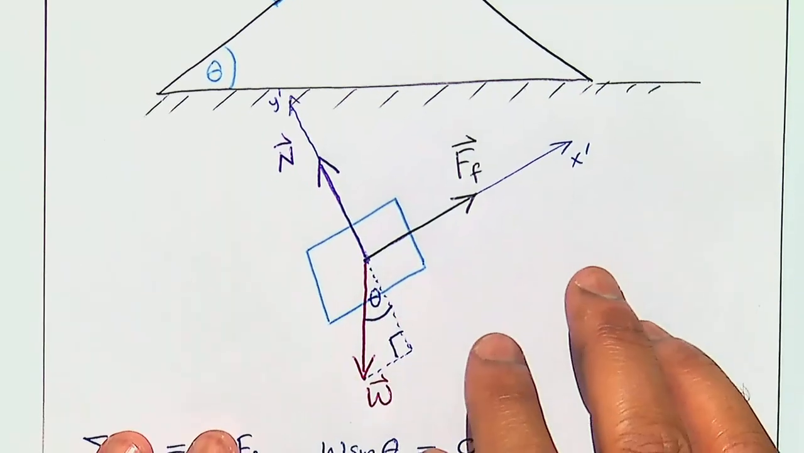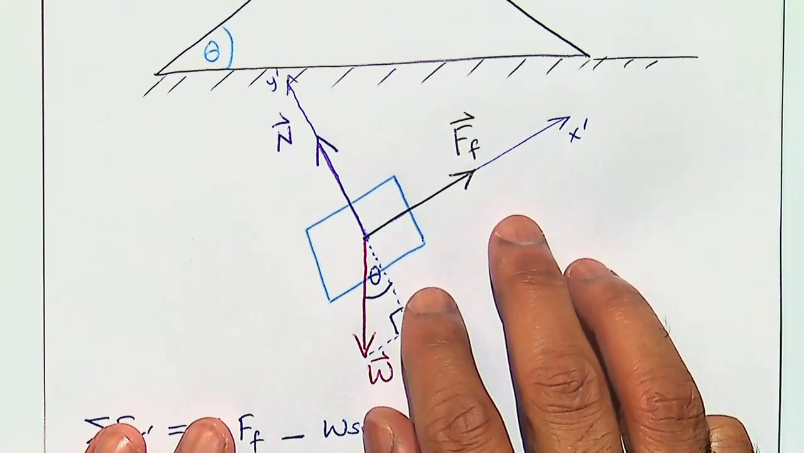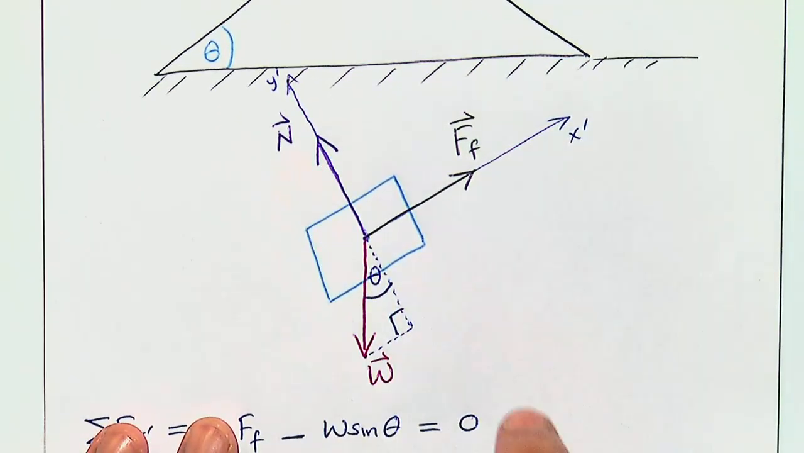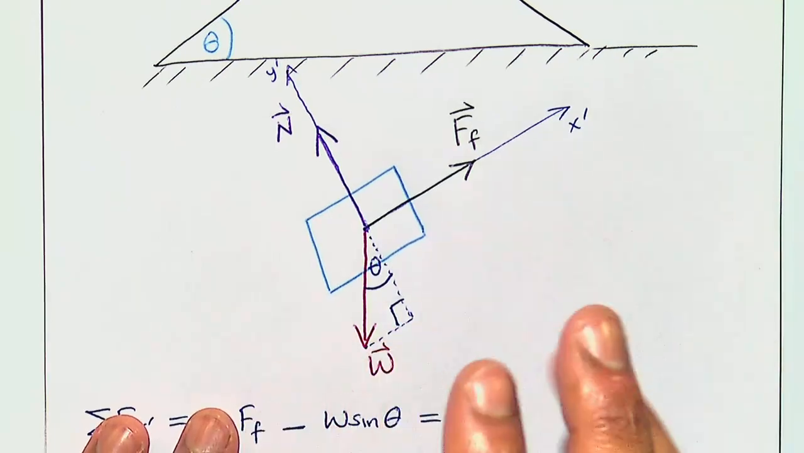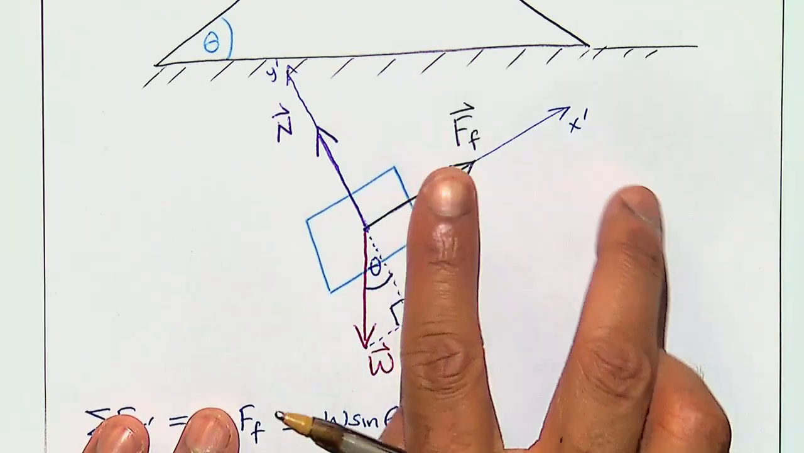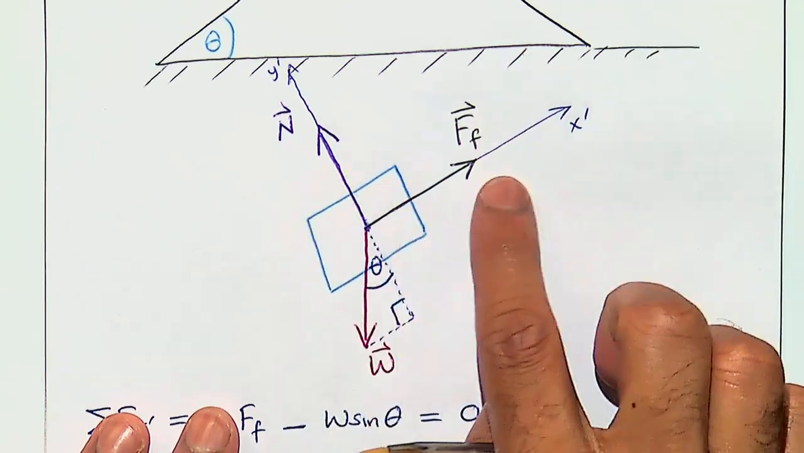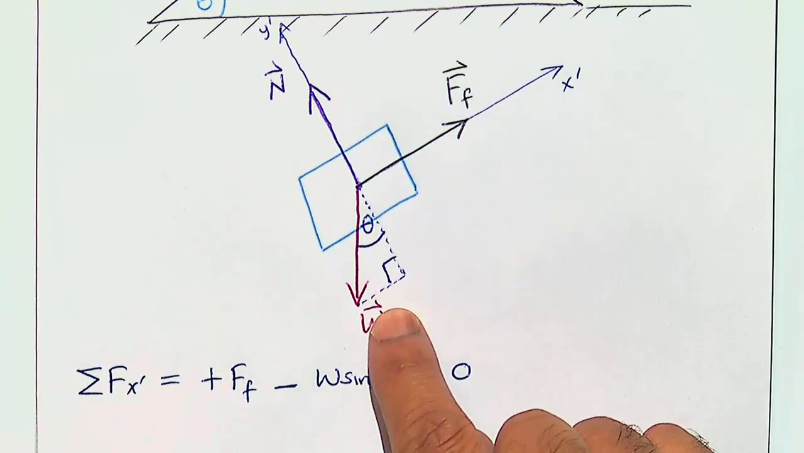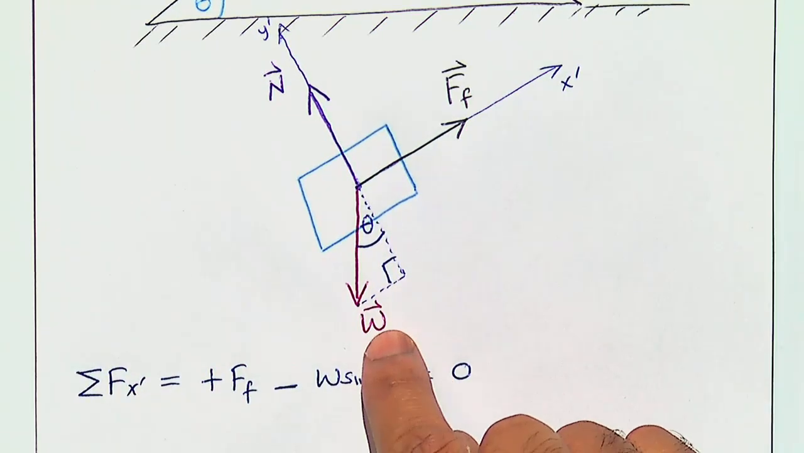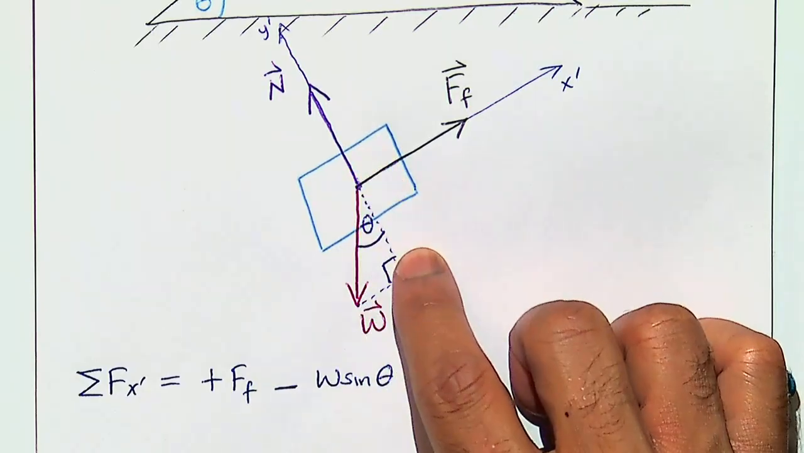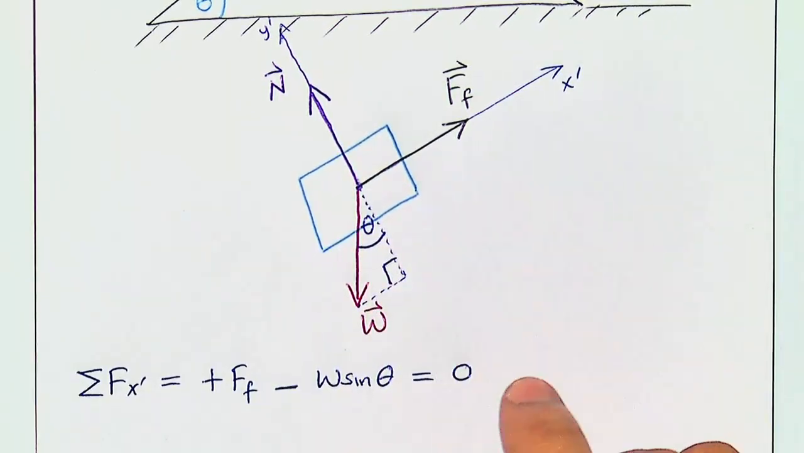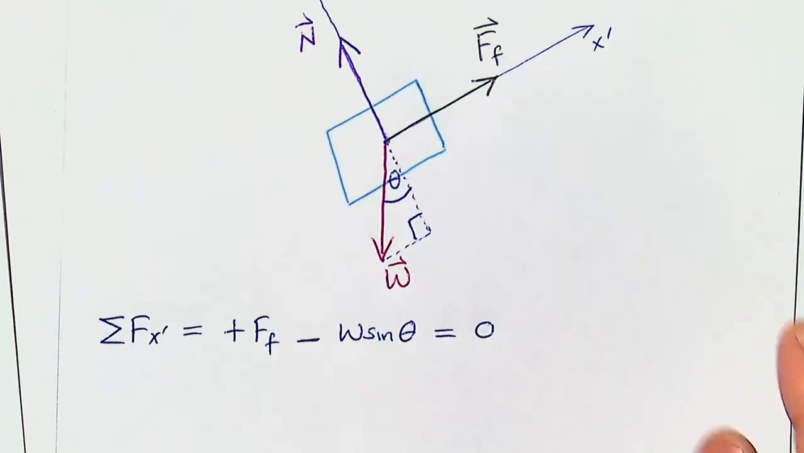Okay, so once we have the forces in our free body diagram, we have a coordinate system. So I said rotating the coordinate system is to your advantage. You don't have to break up these vectors. The only thing you have to do is break up the weight vector into components, the y direction and the x direction. Okay, so we started doing this last time.